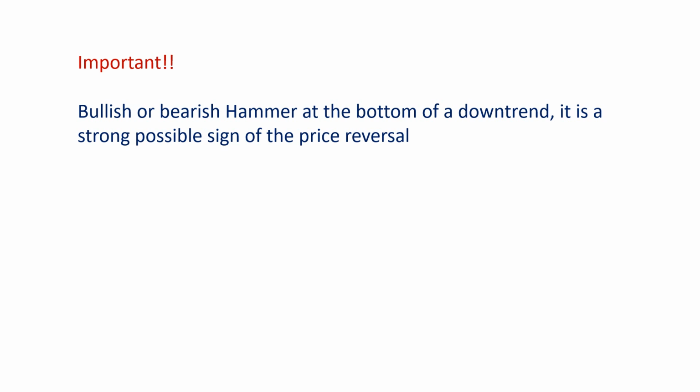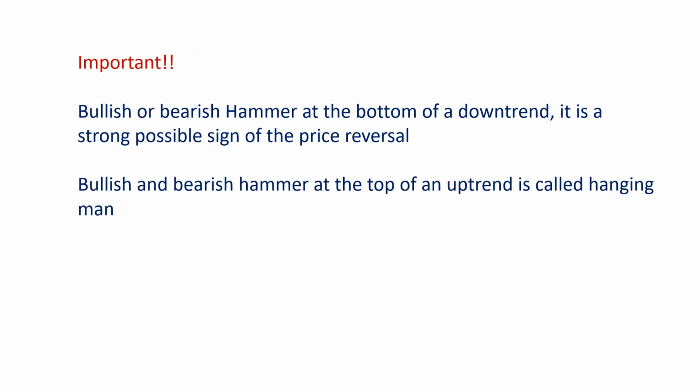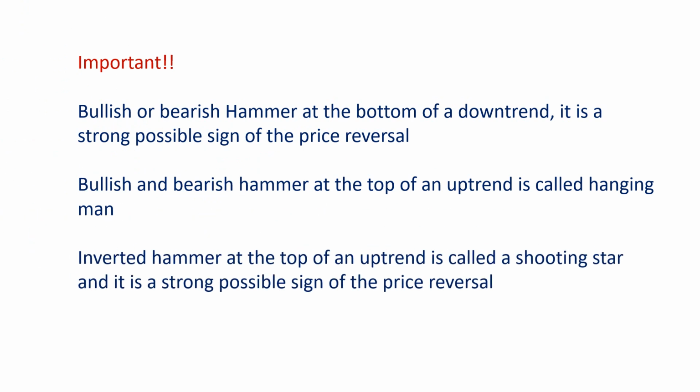This is very important. Bullish or bearish hammer at the bottom of a downtrend is a strong possible sign of a price reversal. Bullish and bearish hammer at the top of an uptrend is called hanging man. Inverted hammer at the top of an uptrend is called a shooting star, and it is a strong possible sign of price reversal.